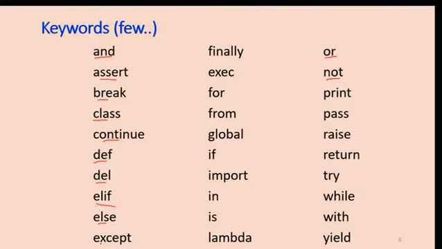Else, except, finally, exit, they are all used in exception handling. Finally block is used to specify some compulsory statements which should be executed at the end of all the cases. Next, for is for looping. From is used together with import. Suppose we want to import only some specific function from a given module: import function name from module name.